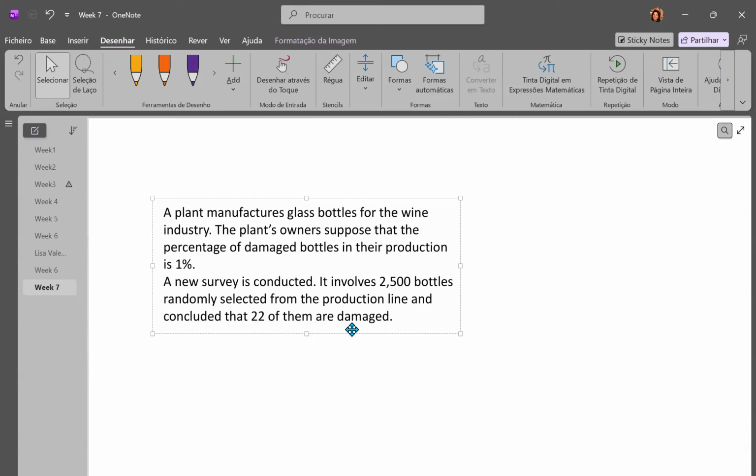The wine industry is very important, as you know, in Portugal and worldwide. So the plant needs to produce high quality bottles. I'm worried about the number of damaged bottles in my production, because that affects my standing in the market. I believe that my plant produces about 1% of damaged bottles, okay? I come to you so that you can help me understand if I'm thinking right or not.